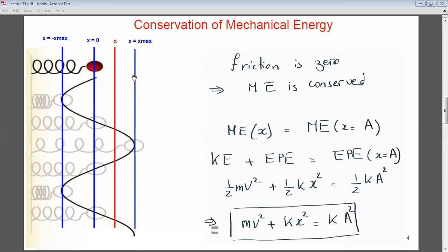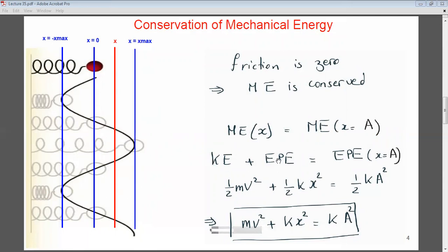Now, what's happening at x equal any value of x? There is kinetic energy because it is moving, and there is EPE because the spring is either elongated or compressed.